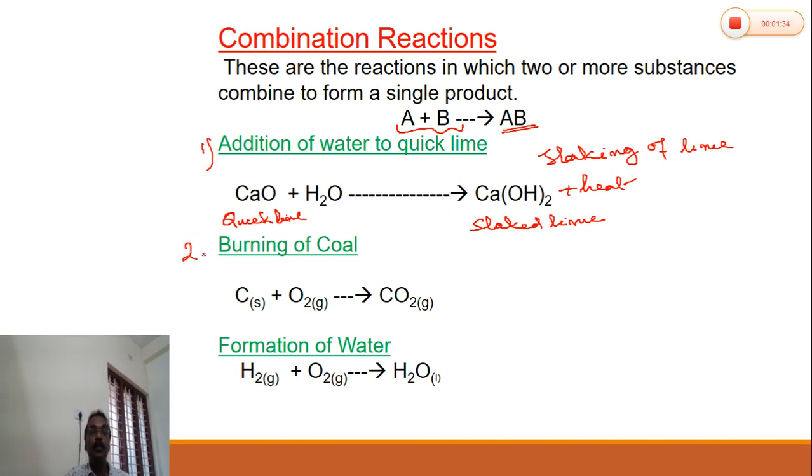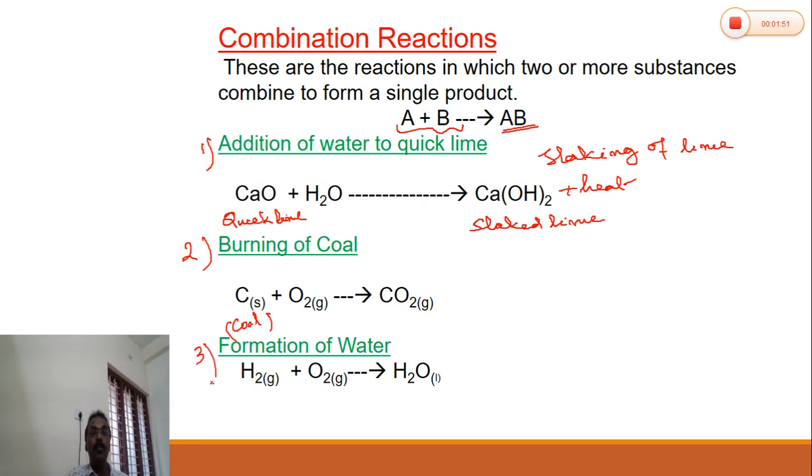The second one is the burning of coal. Coal is carbon. Burning means treating with oxygen. When burned with oxygen, we get carbon dioxide. Here, C plus O2 gives CO2. This is also a combination reaction.